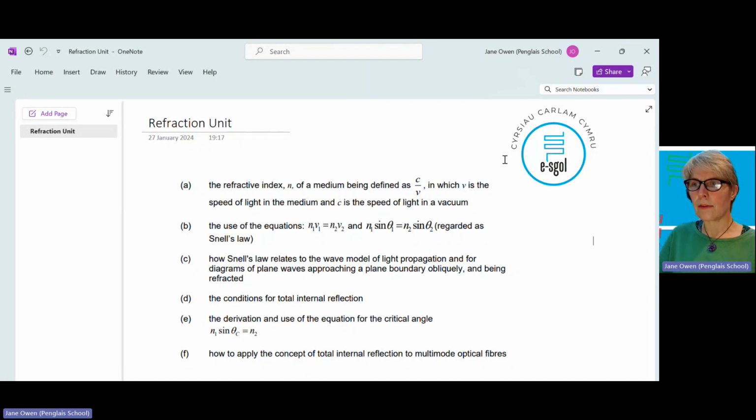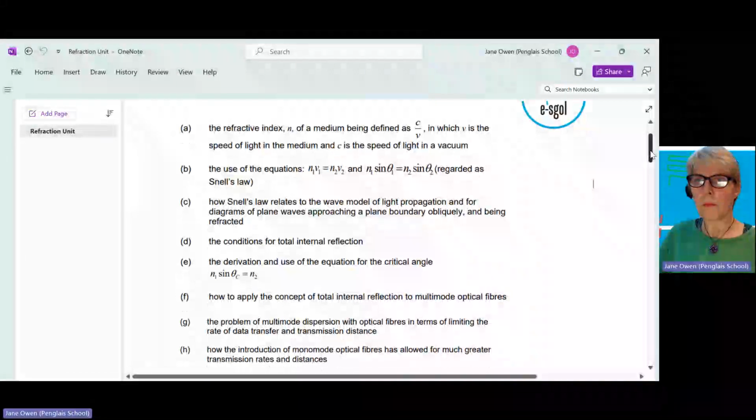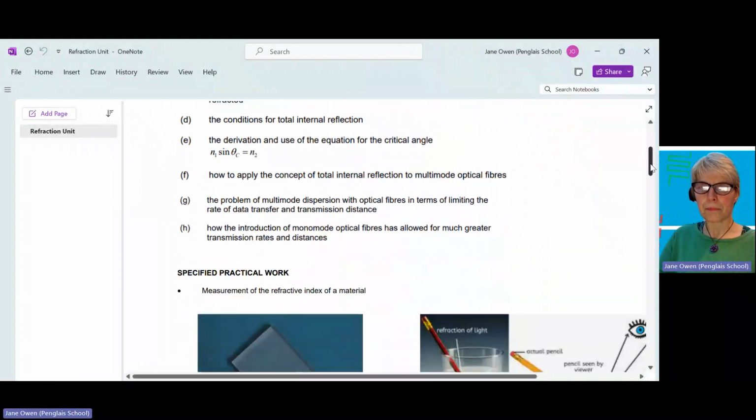Okay, all right, so let's start. Today it's going to be all about refraction, and we'll go through all of the parts that you need for refraction and show you how we get each one.